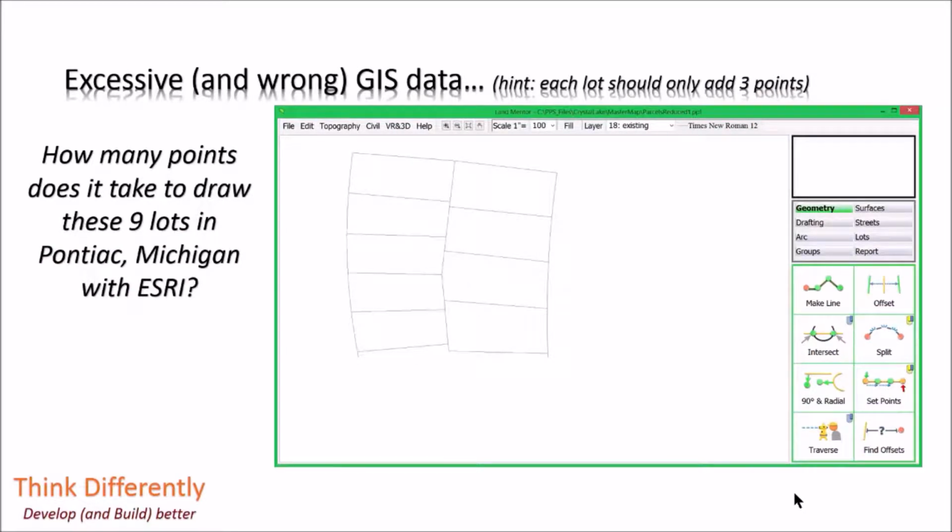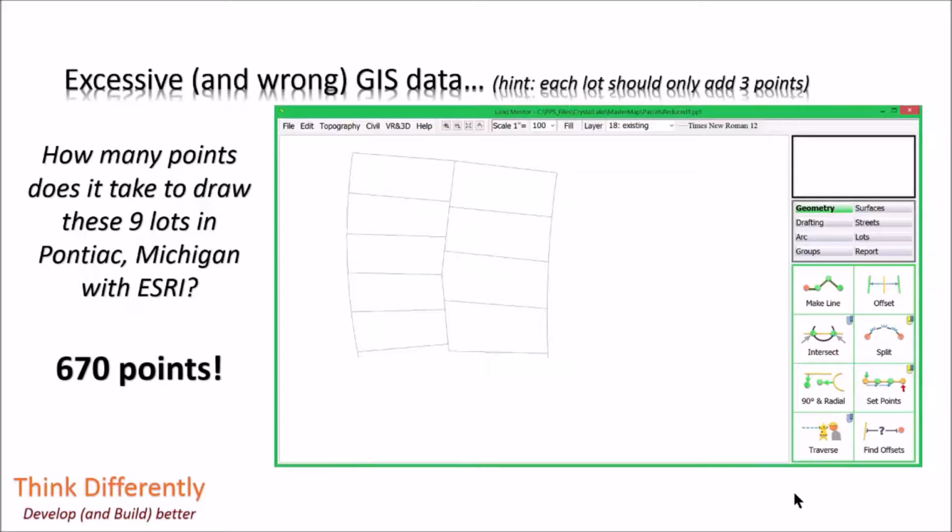In theory, because the center of a curve only has 1 point, it should only add at most 3 points for each one of those 9 lots. So in Pontiac, Michigan, Oakland County, one of the wealthiest counties in the United States, they have a GIS map. This is Pontiac, Michigan, and a site that I'm involved with working in personally. So how many points do you think it takes to draw 9 lots? Well, it takes 670 points.